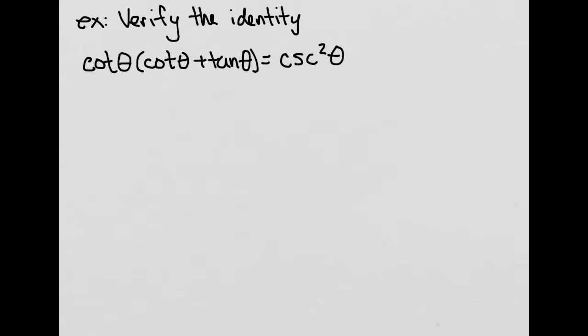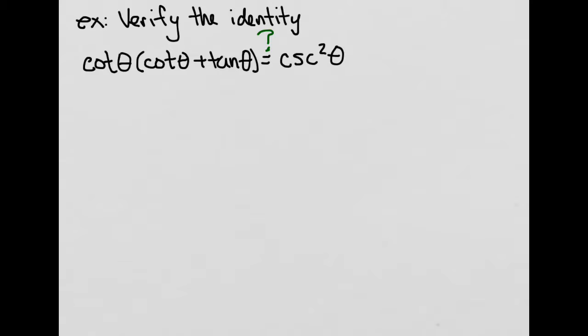So first we want to verify the identity cotangent theta times (cotangent theta plus tangent theta) is equal to cosecant squared theta. Just like when we're simplifying identities, we want to rewrite these in terms of sines and cosines preferably, and then maybe tangents, because those simplify the easiest. And what you want to do is look at the most complicated side and try to work with that side and get it to equal the other. So right now we're trying to verify that this is true.